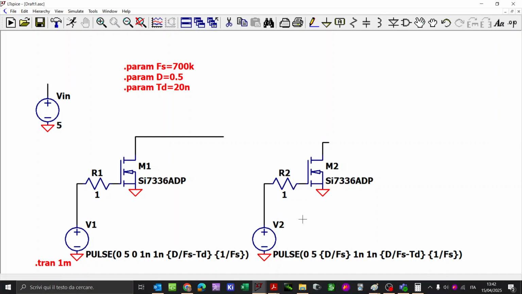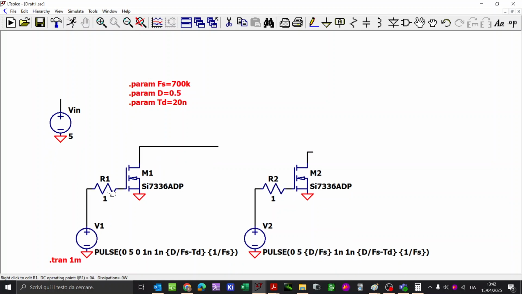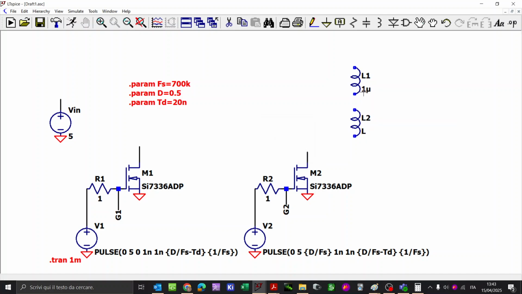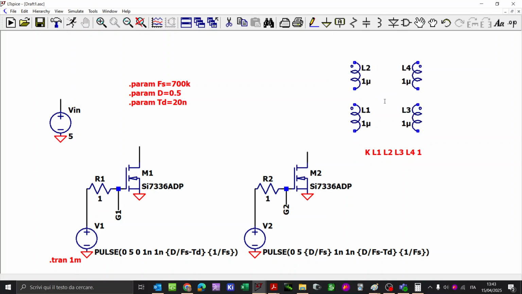And as you can see, I'm ready. I designed the two MOSFETs for the push-pull, with the switching frequency very high because we want a very high compactness. So let's name this gate G1 and this gate G2. Now, let's put the transformer. Okay, L1, L2, L3, L4 equal to 1. Oh, sorry, this is a SPICE directive, by the way. Now it's good.